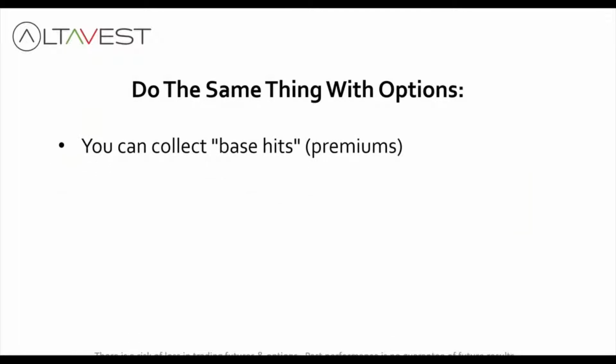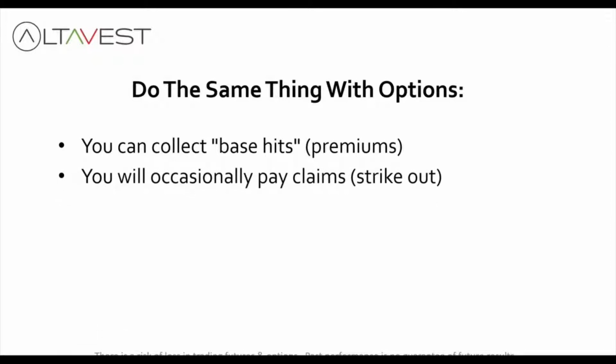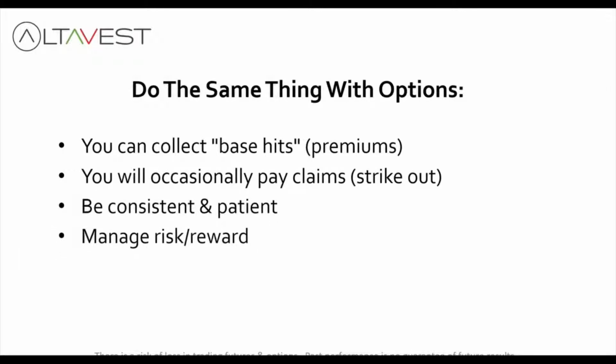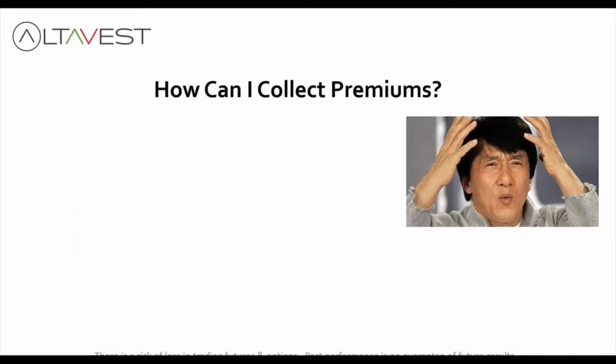What about collecting premiums, which we might call base hits? Knowing we will occasionally pay out claims and strike out, of course. We'd have to be consistent and patient, manage our risk and reward, and we need the proper tools. And hopefully we end up with lots of base hits and the odds and the probabilities favoring us. But this gentleman here looks confused. He wonders, how can this be done?